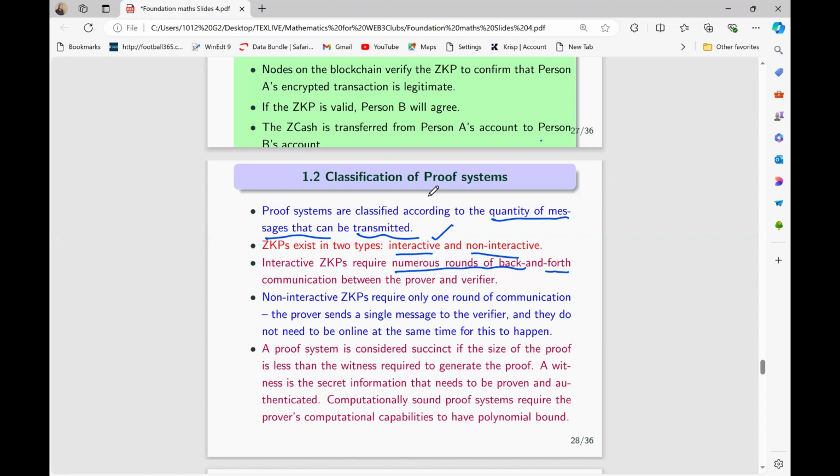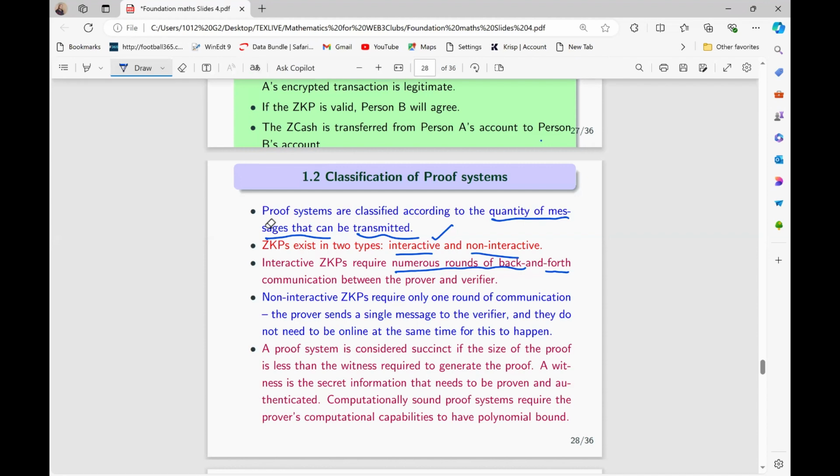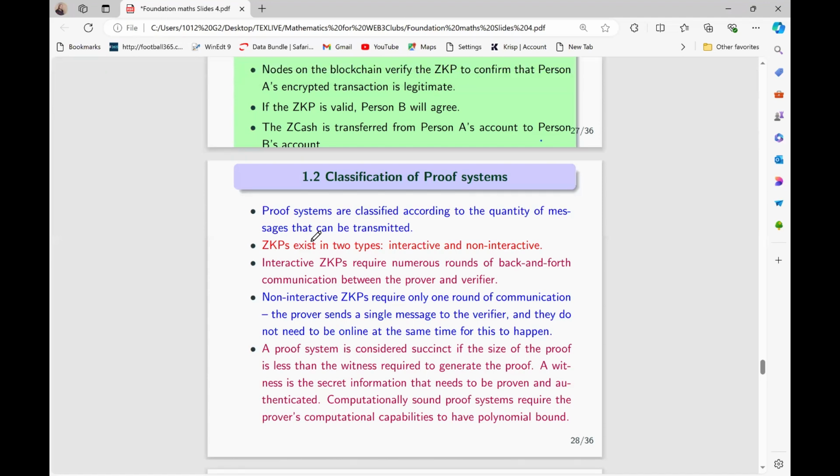This is what we call the interactive zero knowledge proof. There's a lot of communication, a lot of questioning and a lot of response. Question, response, question, response. That proceeds for a long time. This kind of zero knowledge proof is not the best for blockchain, where we have a lot of interactions. They are not the best for blockchain because of that.